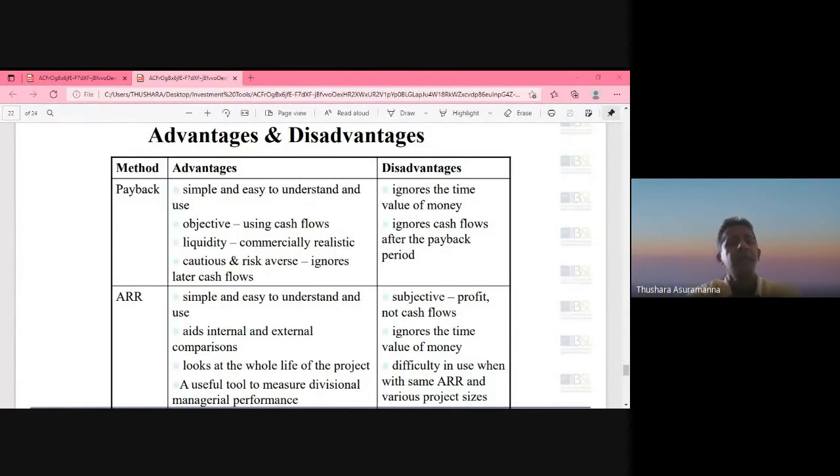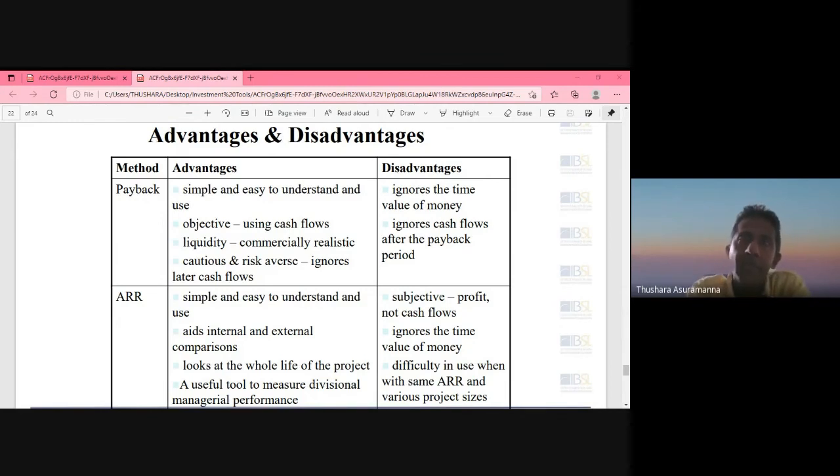So if you take payback, what are the advantages? Simple, easy to understand. No number of things to do, right? Very simple, easy to understand, easy to use also. Their objective: cash flow, liquidity, commercially realistic, cautious and risk averse, are the other advantages there. But it ignores later cash flows. That's what we say, cautious and risk averse.